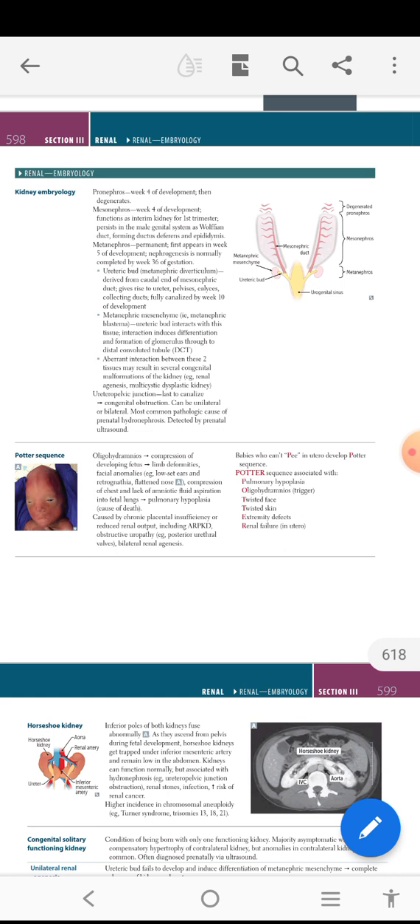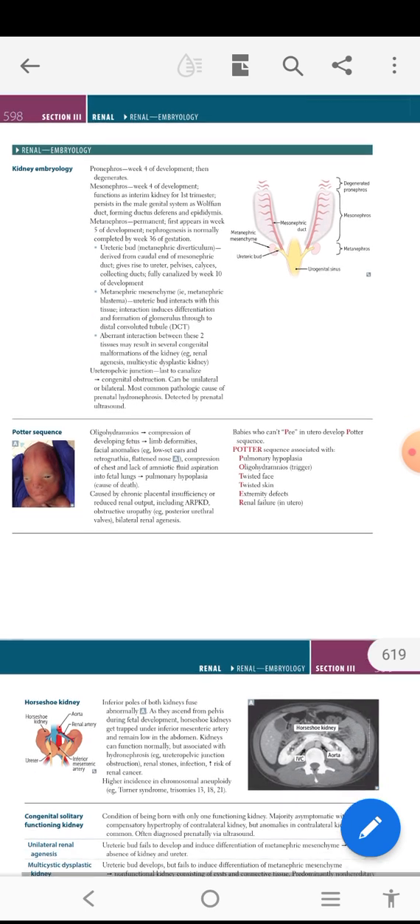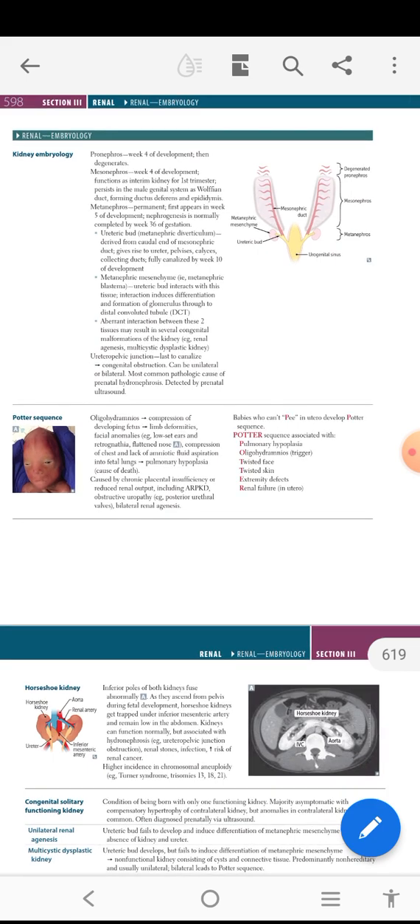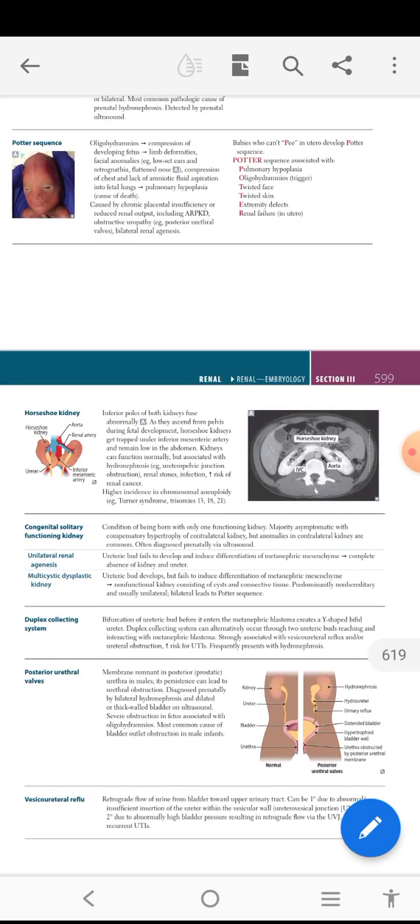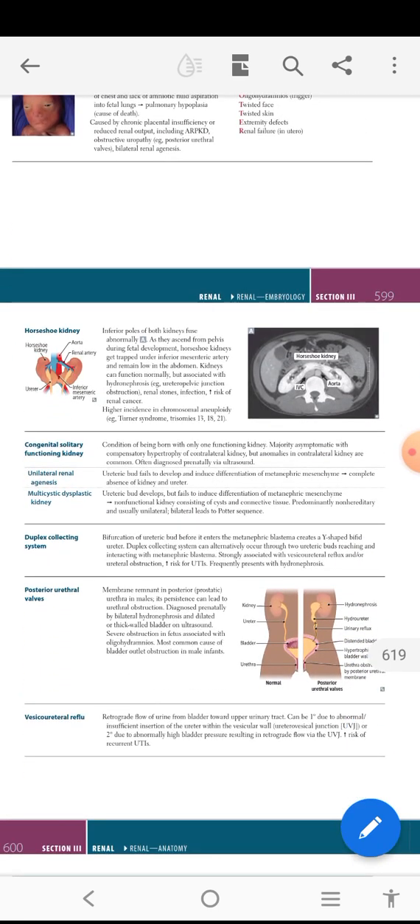Now, the Potter sequence is associated with POTTER: P for pulmonary hypoplasia, O for oligohydramnios, T for the twisted face, T for the twisted skin, E for the extremity defects, and R for the renal failure in utero. Then there is a horseshoe kidney. So inferior poles of both kidneys fuse abnormally as they ascend from the pelvis during the fetal development.